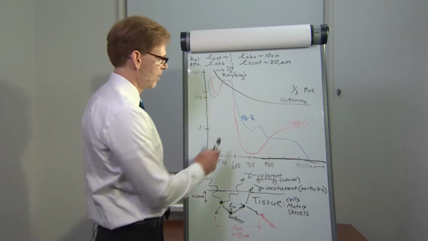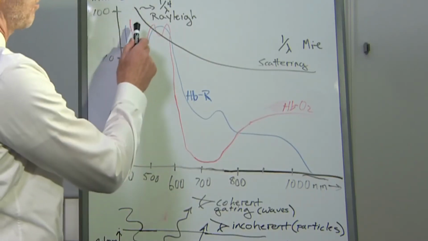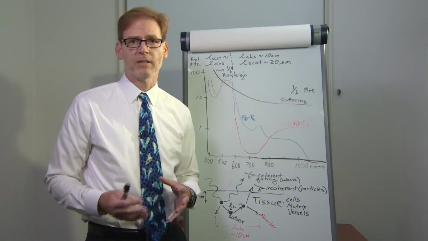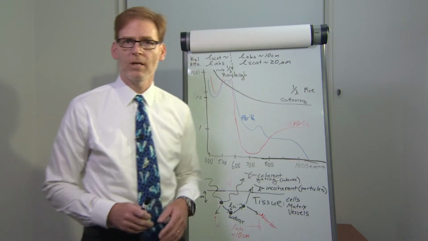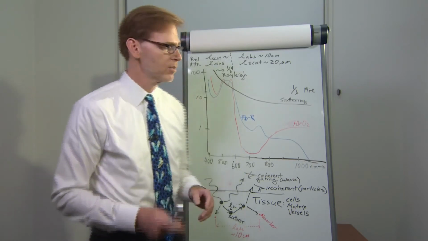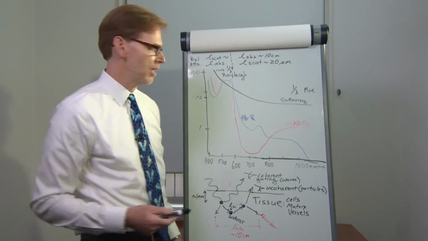scatter. In wavelengths between about 400 and 600 nanometers, light scattering is dominated by Rayleigh scatter, where the particles that are scattering are small with respect to the optical wavelength. In wavelengths above 600 nanometers or so, the light particles are large or comparable to the optical wavelength, and scattering falls off as approximately 1 over lambda, which is Mie-like scattering.